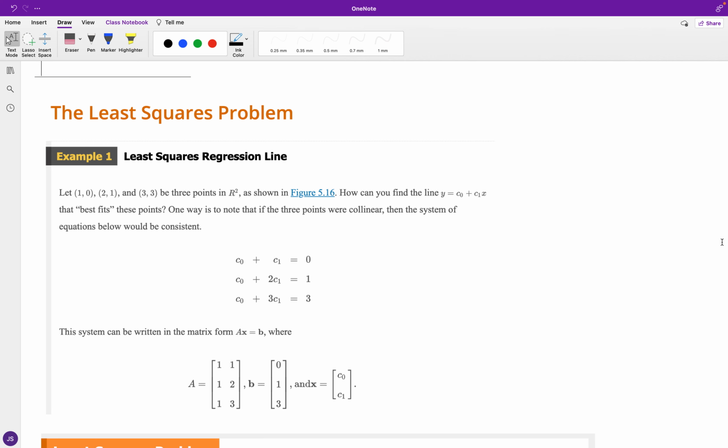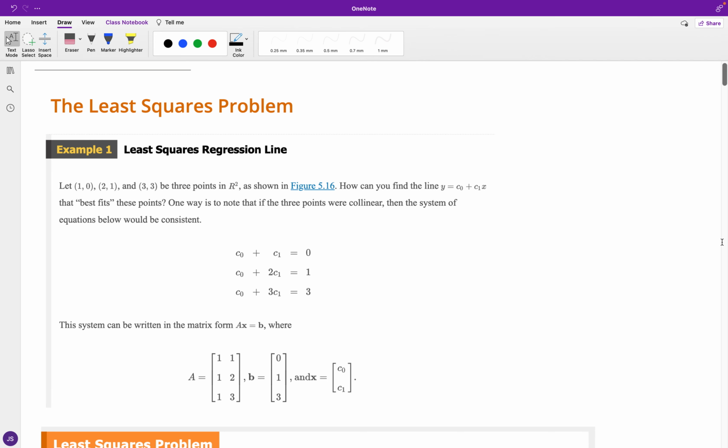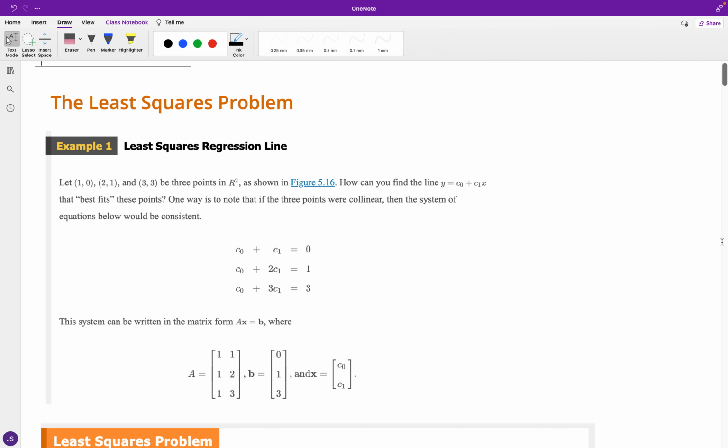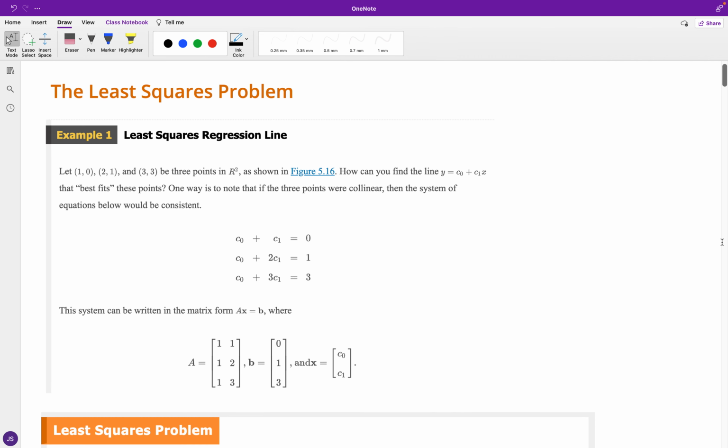Say that we have three ordered pairs, (1, 0), (2, 1), and (3, 3), in R2. And it's asking, how can you find the line y = c0 + c1 x that best fits these points? One way is to note that if the 3 points were collinear, then the system of equations below would be consistent, where we have c0 + c1 = 0, c0 + 2 c1 = 1, and c0 + 3 c1 = 3.